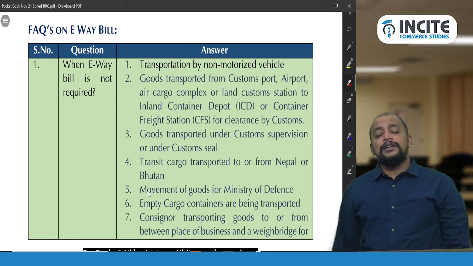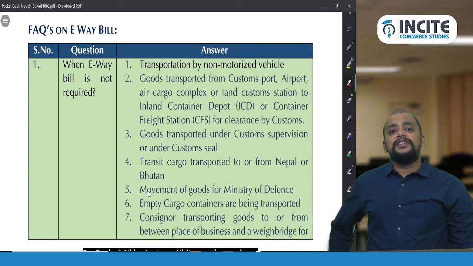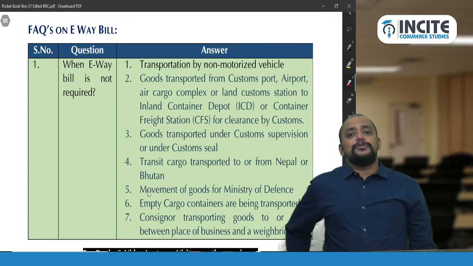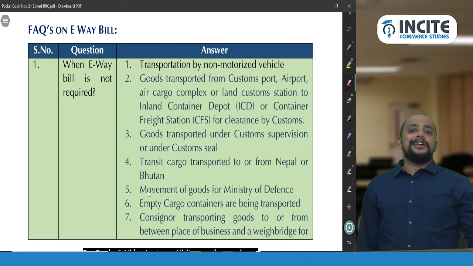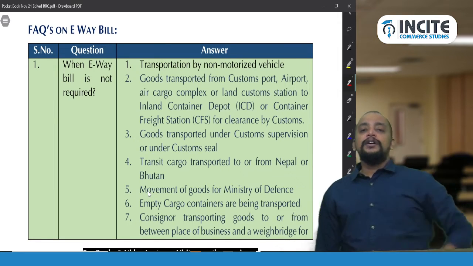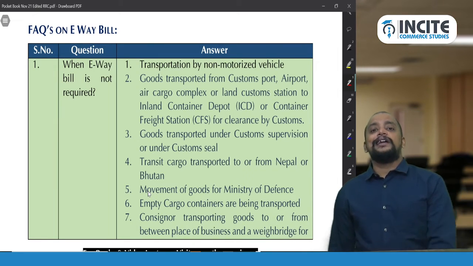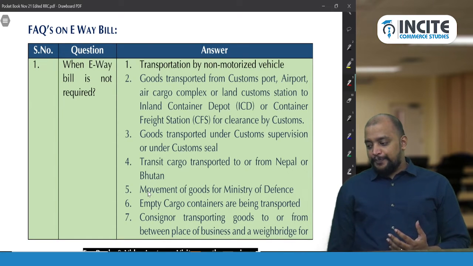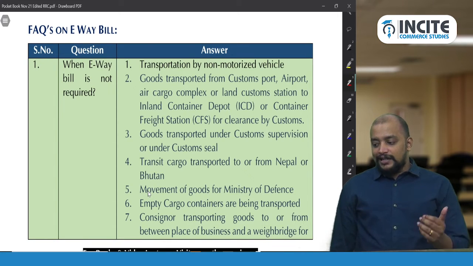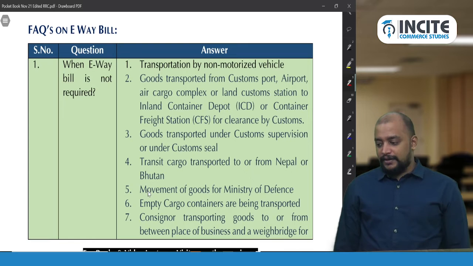So inland container depot is a dry port, that is, wherever there is no port, but the goods are to be imported by waterways, that is seaways, in that case customs establishes a deemed dry port, so that is known as an inland container depot. Container freight station is a place where stuffing and de-stuffing of the containers will happen.